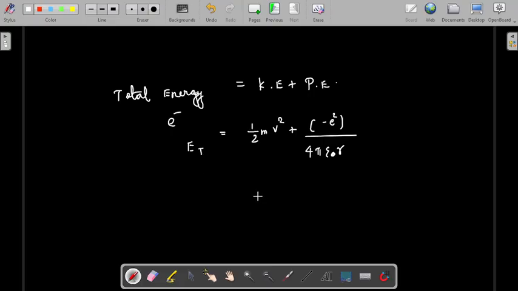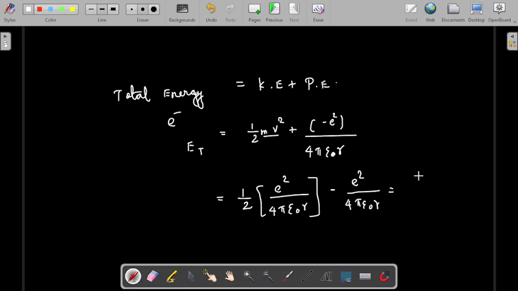Which is nothing but energy at the transition level. If we relate these formulas and apply another equation, we have the mv square equation, right? So let's substitute that here. That will be equal to e square divided by 8 pi epsilon naught r minus e square divided by 4 pi epsilon naught r. What we get is minus e square, where 1 by 8, 1 by 4 will be 8, so 8 pi epsilon naught r, which is nothing but the energy of an electron at each band. So this is the total energy, ET.